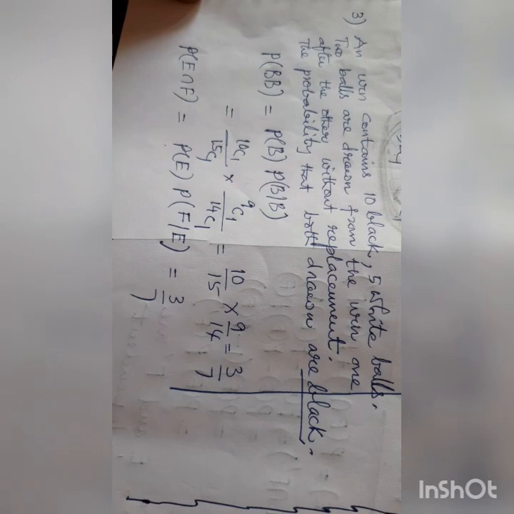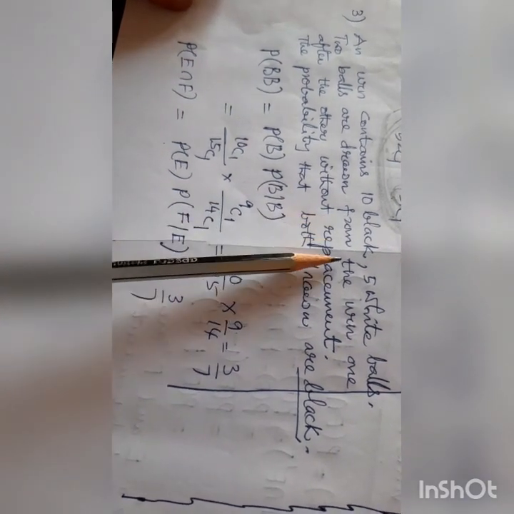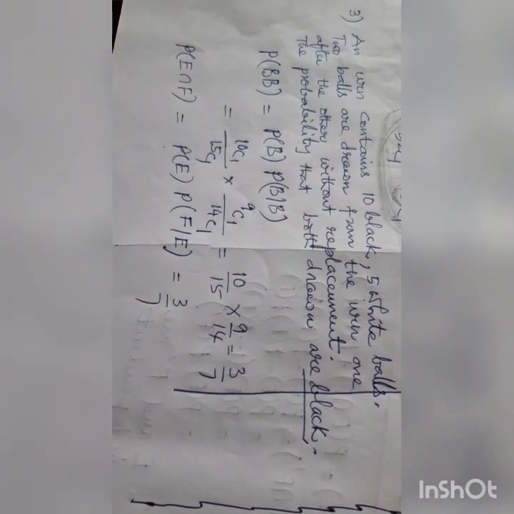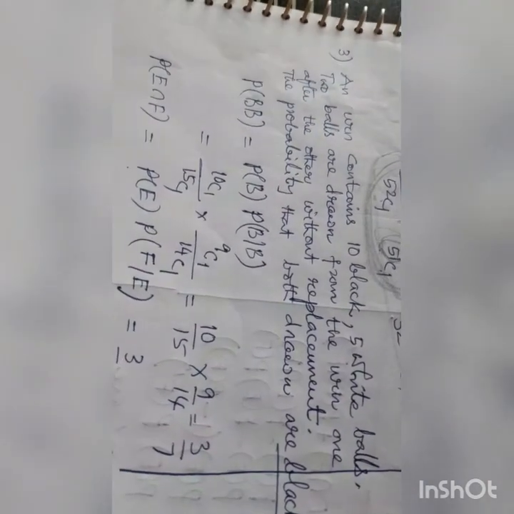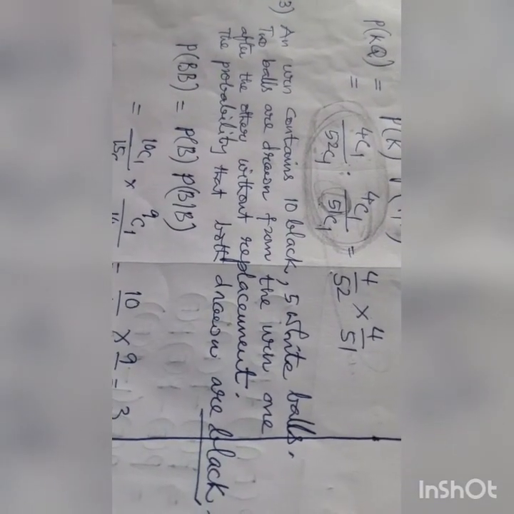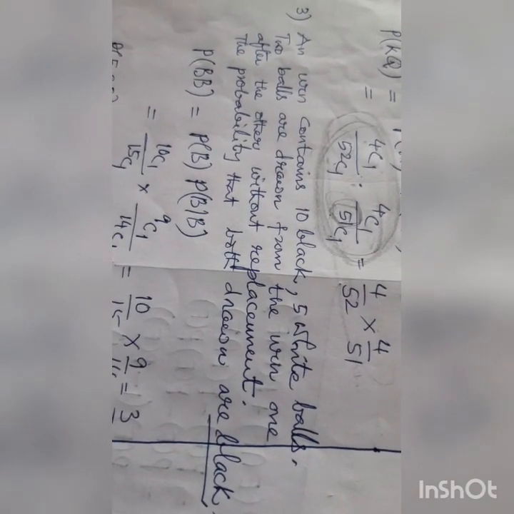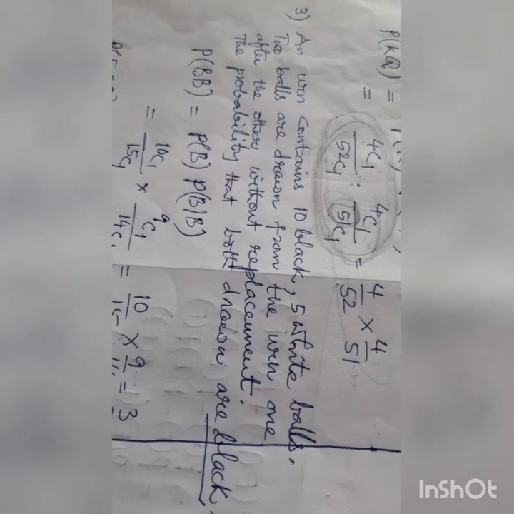Here, I will give you another one. Very easy. An urn contains 10 black, 5 white balls. Urn means one vessel. In the vessel, 10 black and 5 white balls.